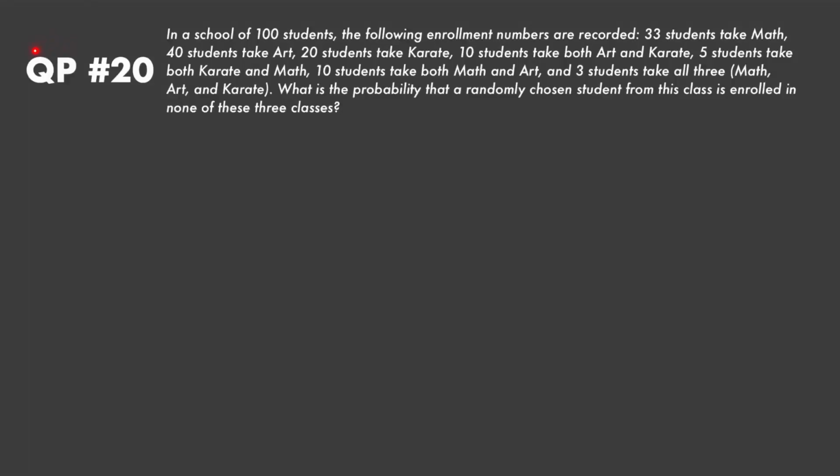Hello everyone, today let's take a look at another sets question, Quantopia number 20, which we can solve with just basic inclusion-exclusion. Okay, so we have a school of 100 students and we have the information about the enrollment in 3 different classes, math, art, and karate, and then it's asking us what is the probability that a random student from this class is enrolled in none of the 3 classes.